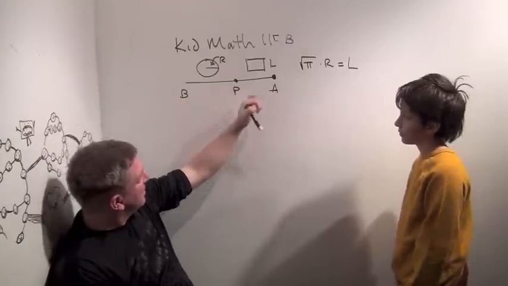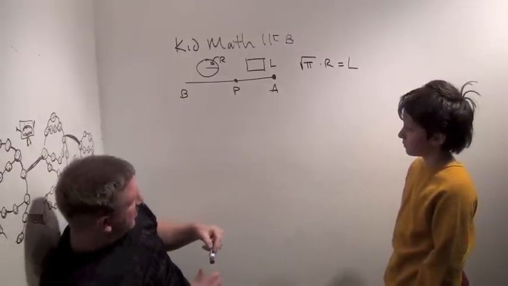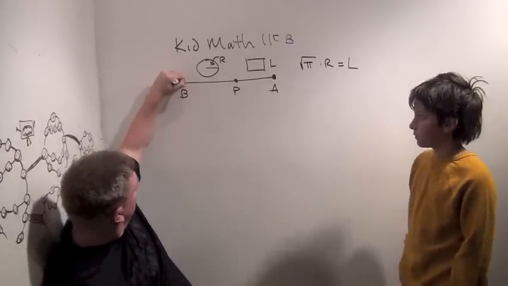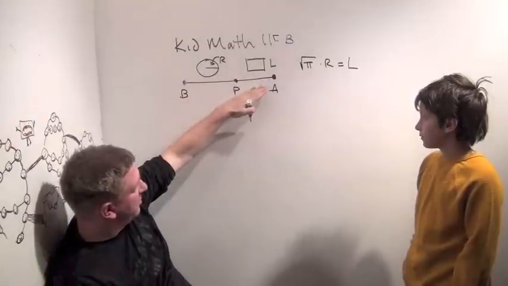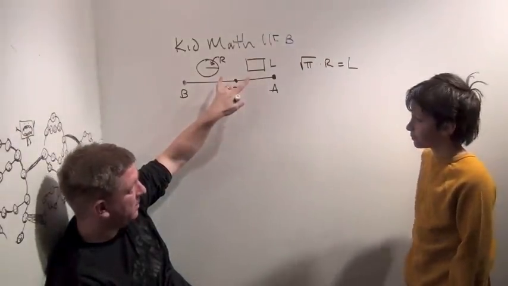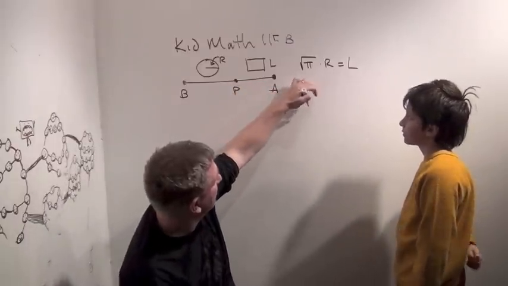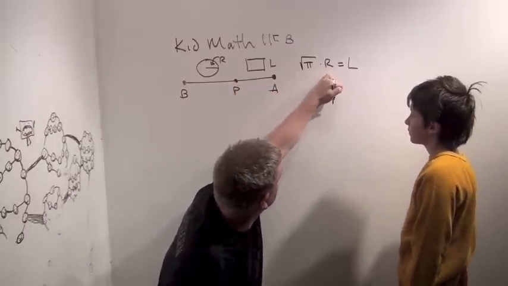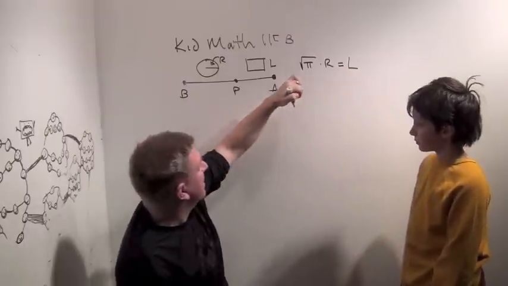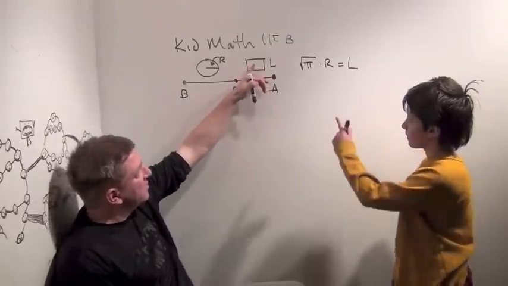So we had a line segment, and we said this part of the line segment formed the perimeter of a circle. This formed the perimeter of a square, and the areas were the same, right? And in the first part, you found your way to this equation: the square root of pi times the radius of the circle is the length of the side of the square.